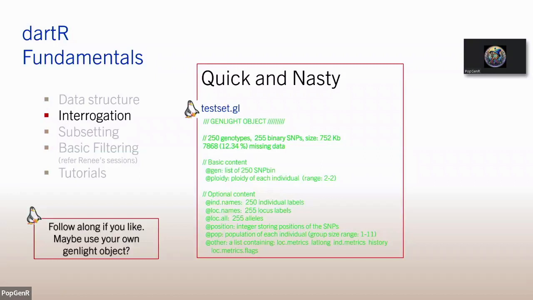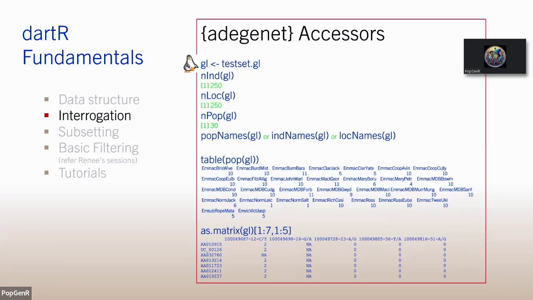And then it gives you other information there that you'll come to understand as you get more sophisticated in your use of dartR, but at the moment you don't need it. Then the other thing you can do is, if we just set test set to the gl just for simplicity, so you say gl, put test set in gl, and then you can use these adegenet accessors to access the genlight object.